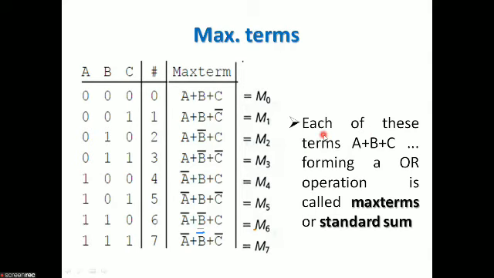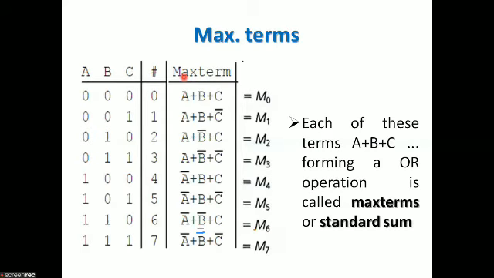Now, see each of these terms, A plus B plus C, and it goes on like this, forming an OR operation, is called the max terms or the standard sum. Inside, between them, there is an OR operation, that is, the plus sign is there. That's why it is a standard sum. So let us start from the first combination. Here A, B and C are the 3 variables, and this is the number and this is the max term.